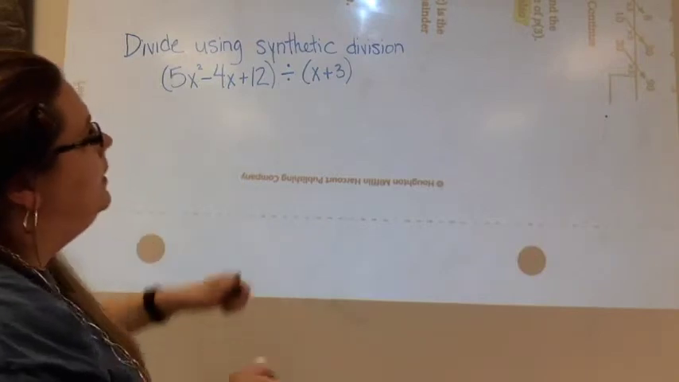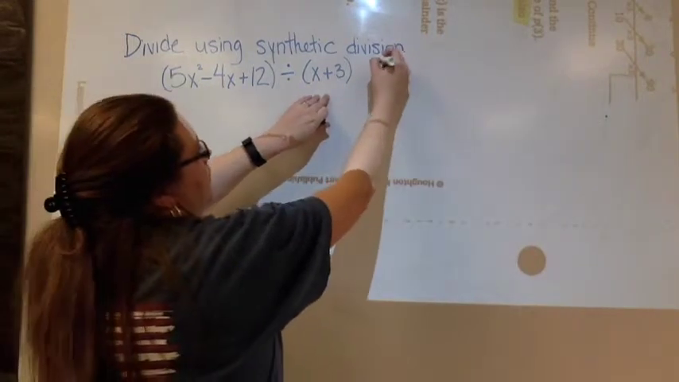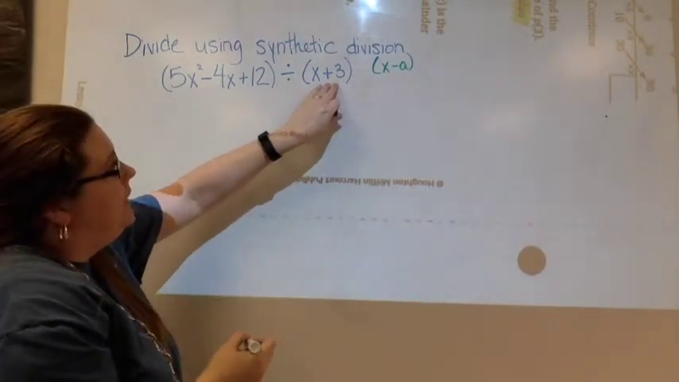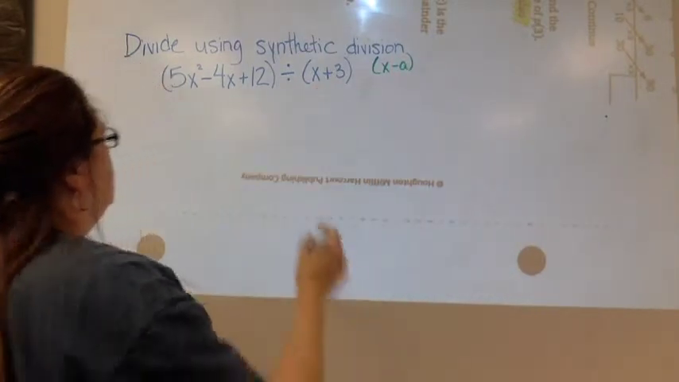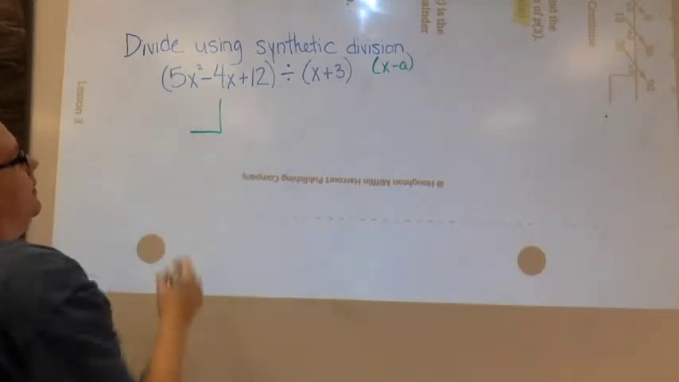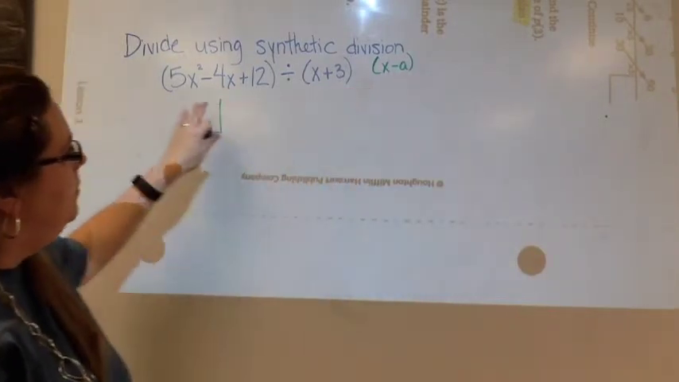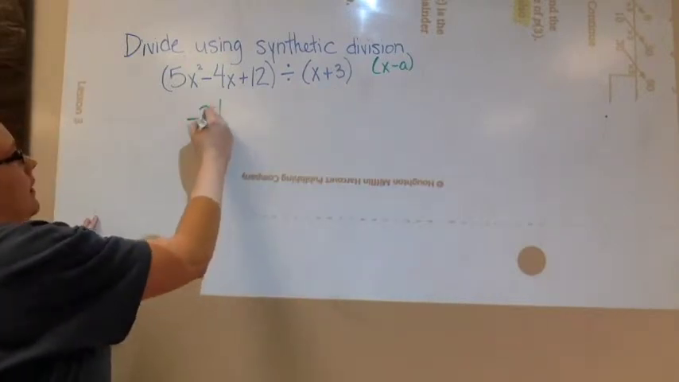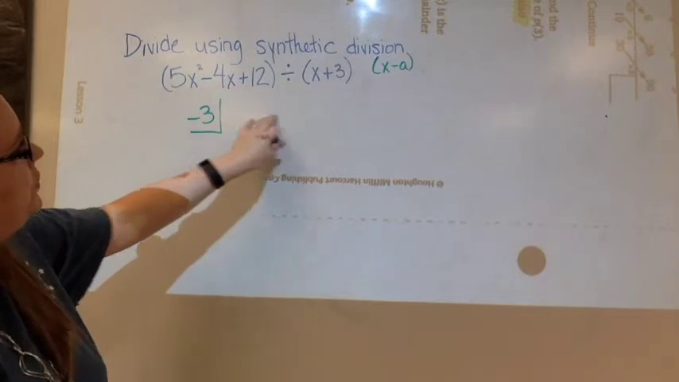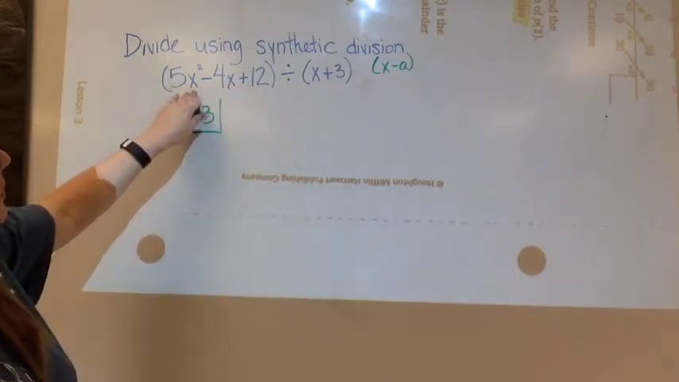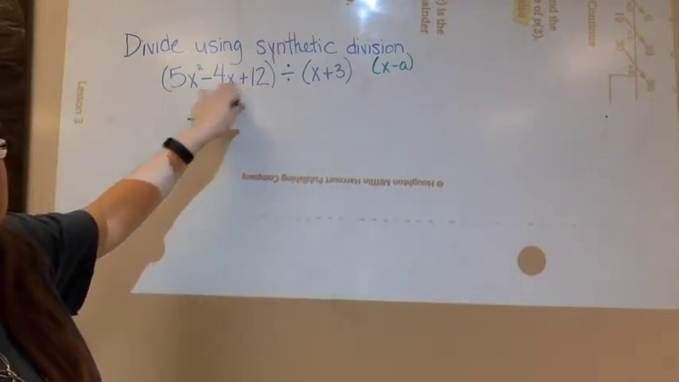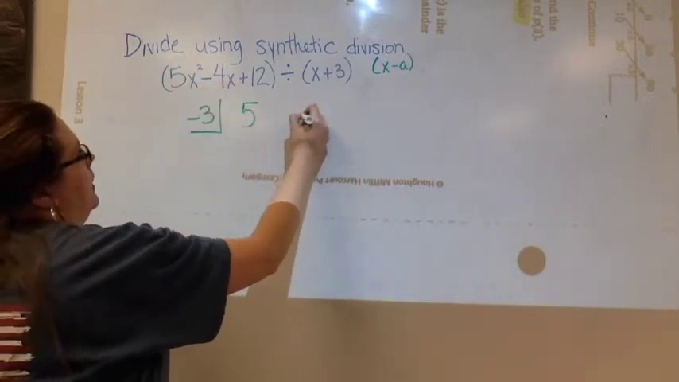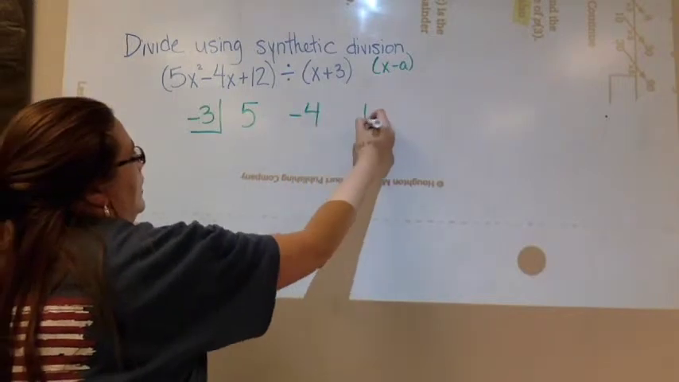Okay. Now remember that our divisor is in the form x minus a. So we're changing the sign on this to find the number that we're going to divide into it. So we set up our synthetic division. We're going to put the a value right here. Well, the a value here is going to be negative 3. And then we're writing our coefficients next to it. Notice that we have an x squared term, an x term, and then a constant. So we don't have any missing terms here. So we're just going to use 5, negative 4, and 12.